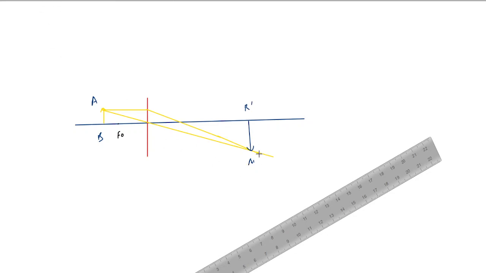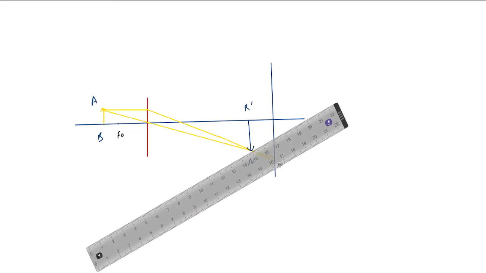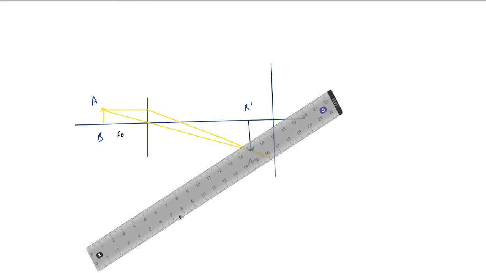Now these light rays would further go like this, and then if you draw an eyepiece somewhere here, this is the eyepiece. Then when light falls on this eyepiece, it would refract further. So to draw the image, we'll take a few light rays.